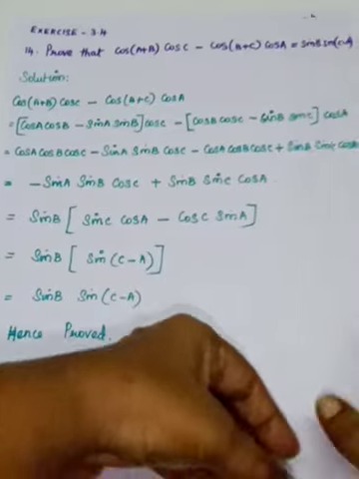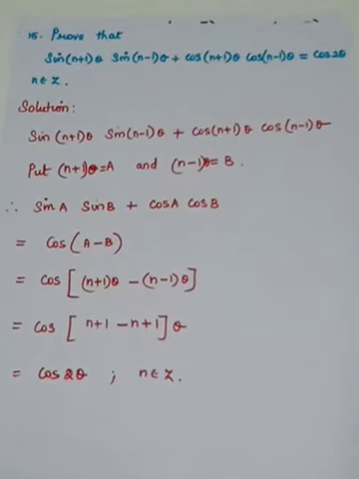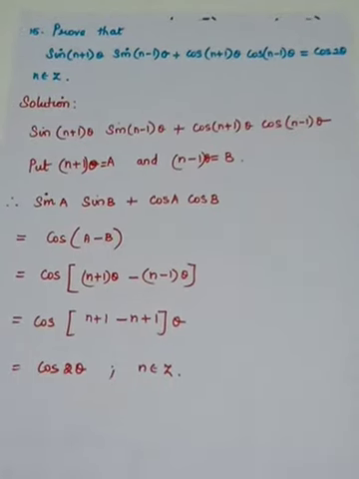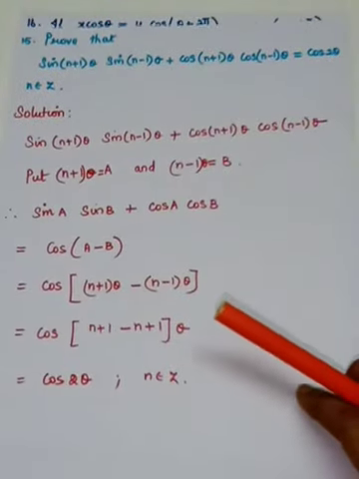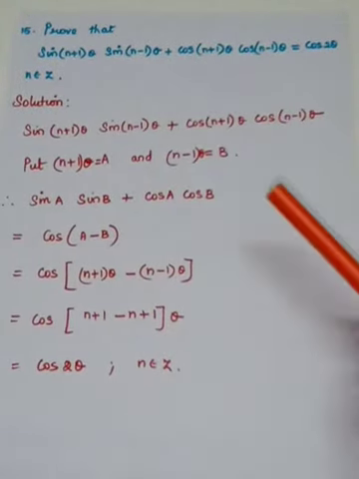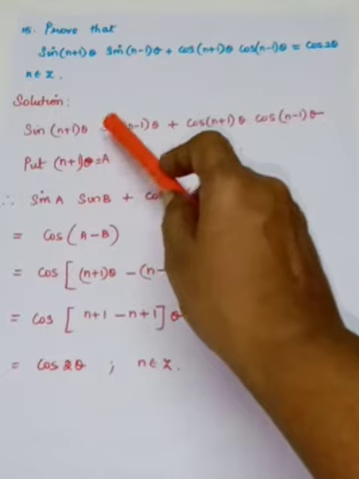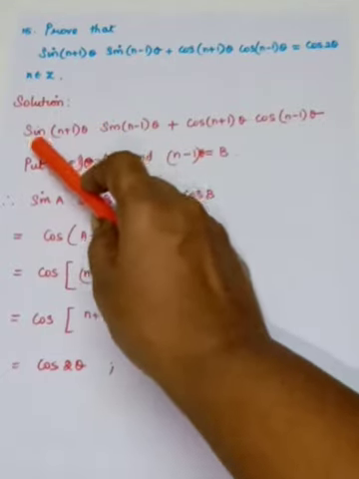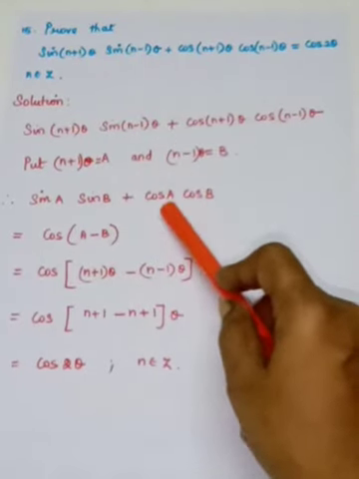So the problem number 15. Prove that sin(n+1)θ sin(n−1)θ + cos(n+1)θ cos(n−1)θ is equal to cos 2θ. Okay, so take the left hand side. In the left hand side, the whole term (n+1)θ has to be taken as A, and (n−1)θ has to be taken as B. Okay, so you just substitute this in the previous step. So it is sin A sin B plus cos A cos B.